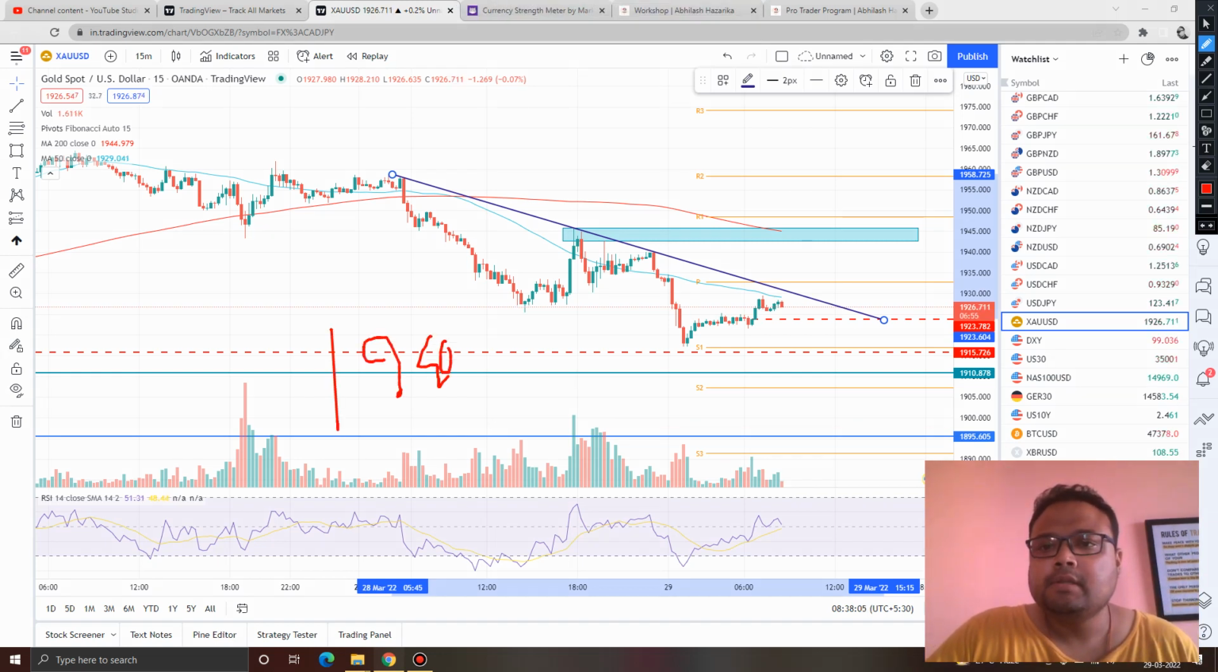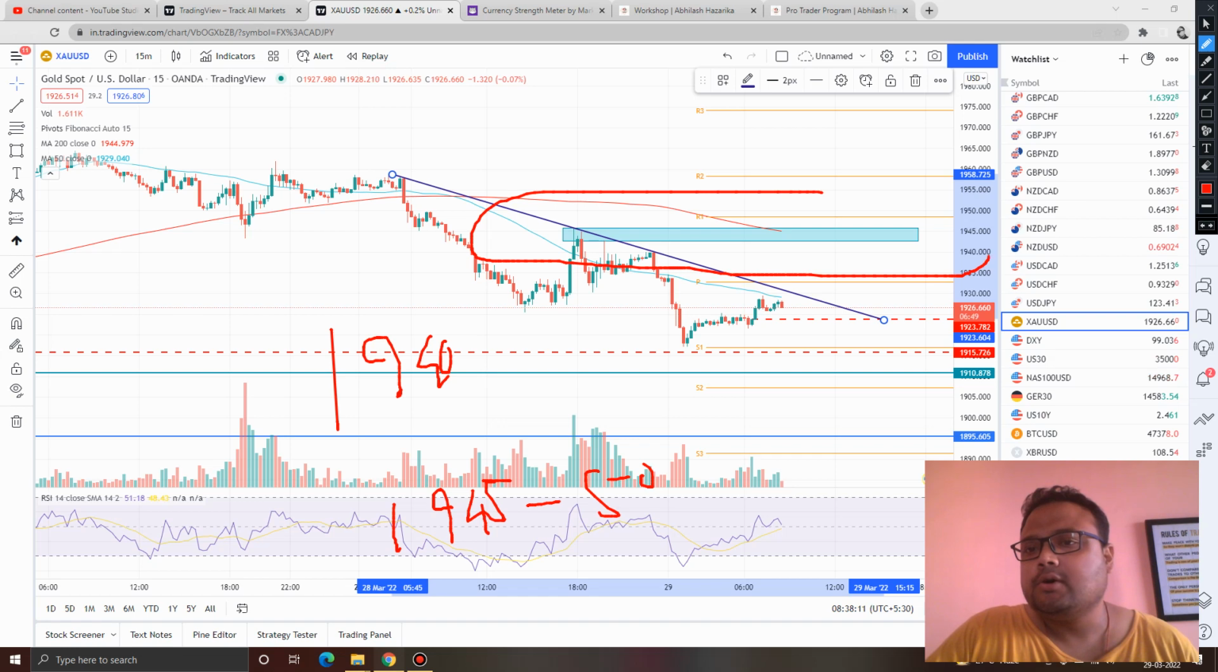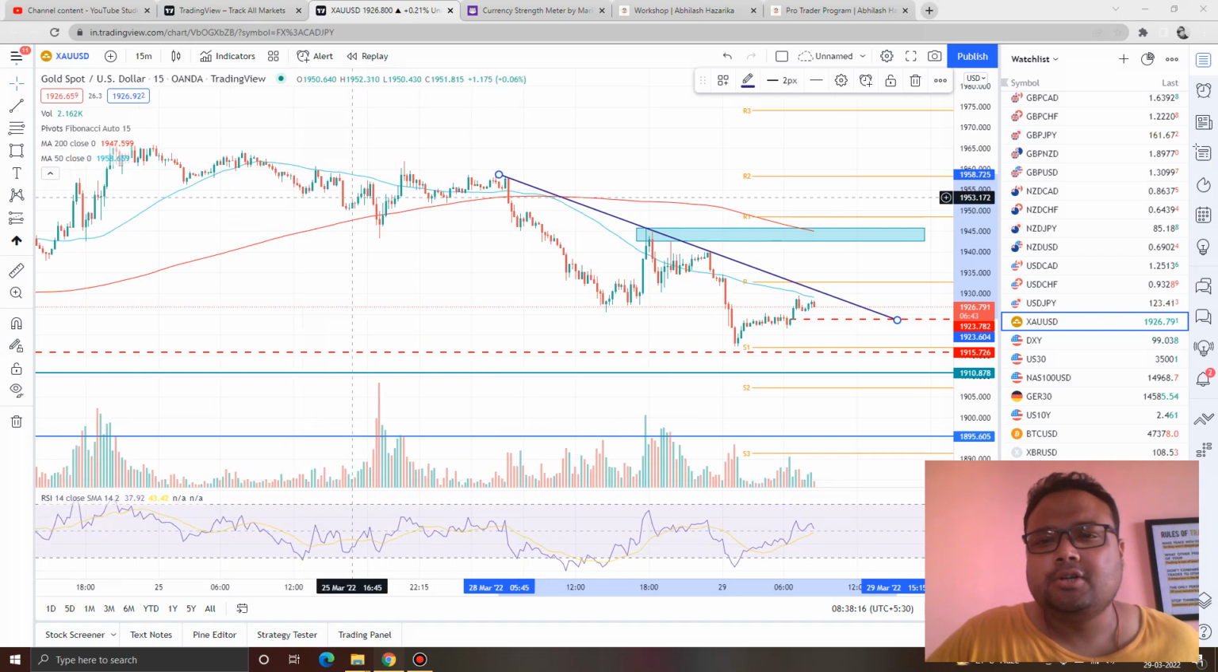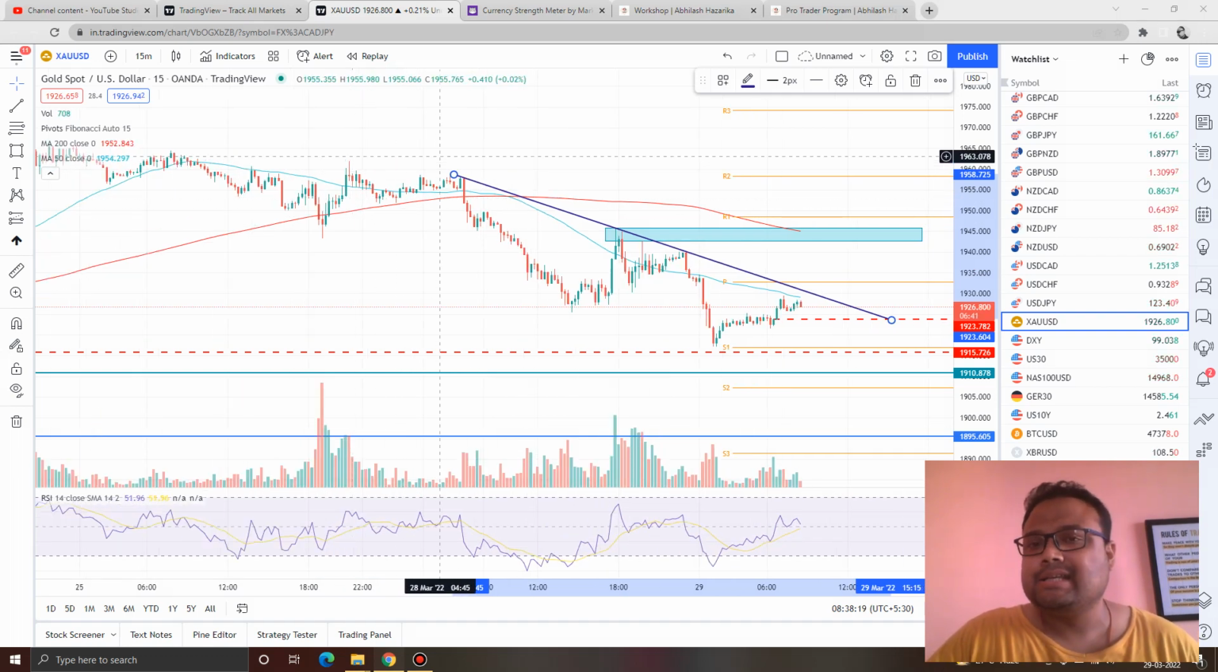1940 and 1945 to 1950. मतलब ये पूरा जो level है, that is a whole seller's level. You can expect selling pressure around this level. But as of now, things are not much clear with the chart of gold, as I said.